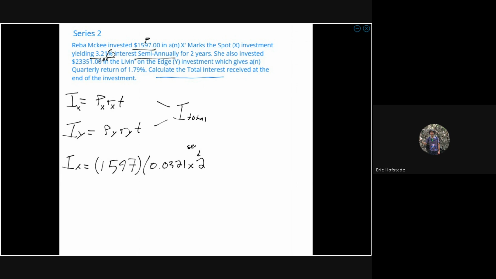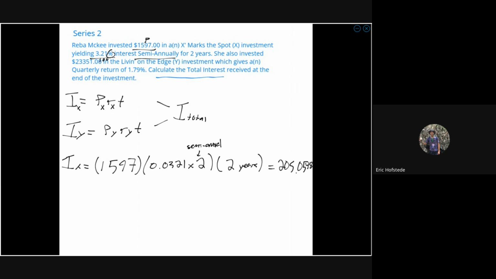I'll make a little note: this is because it's semi-annual. Semi-annual means that you're receiving interest every half year, or 2 times per year. So a semi-annual interest of 3.21%, and she's investing for 2 years. I can put that all in my calculator: 1597 times 0.0321 times 2 times 2. She's earning $205 and approximately 5 cents. I'm going to leave some extra significant digits until the end of the question.